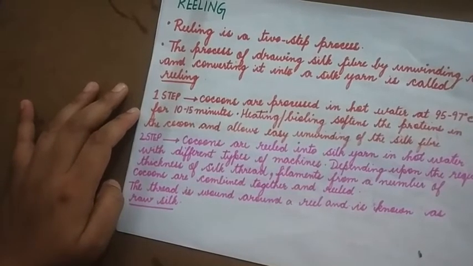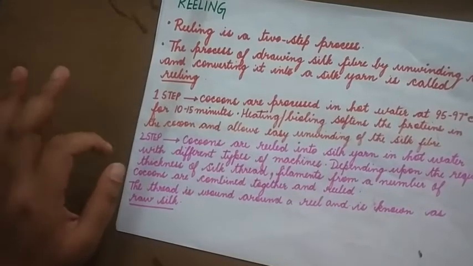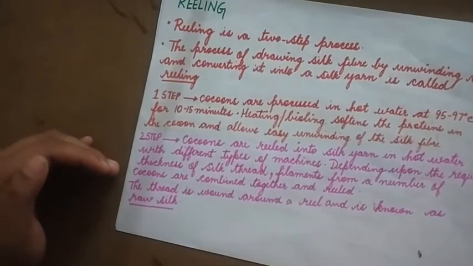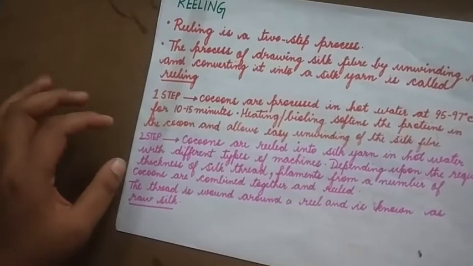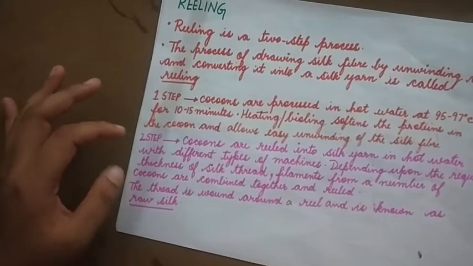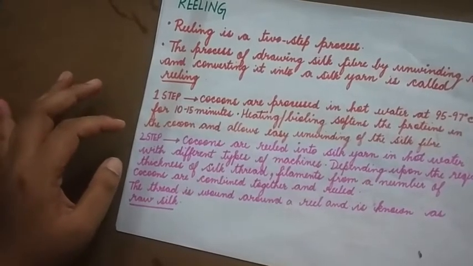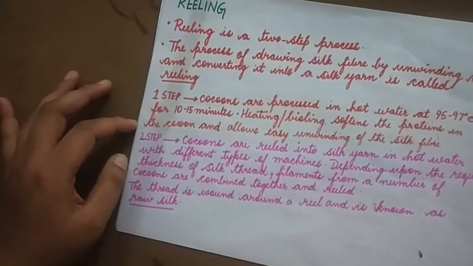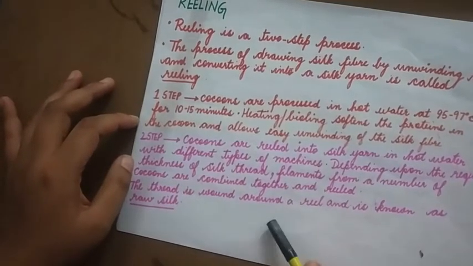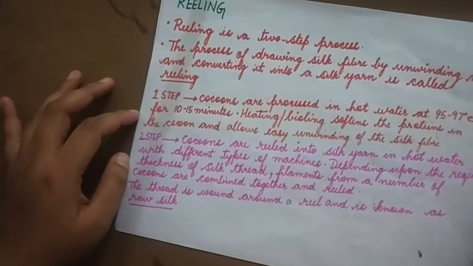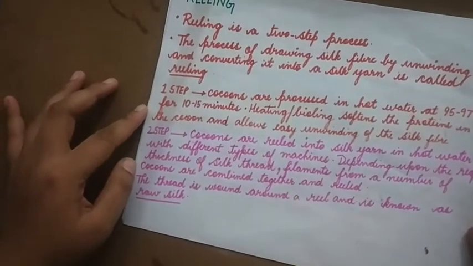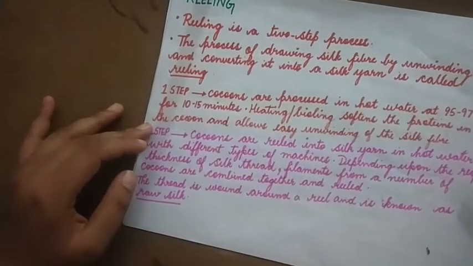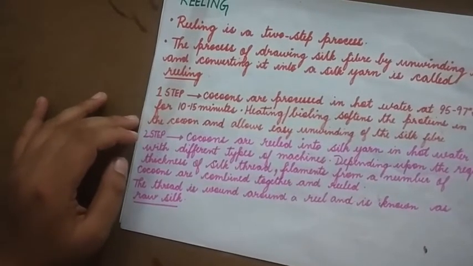So over here, depending upon the thickness, either 2 filaments can be wound together or 3, 4, depending upon the thickness of the silk thread. Filaments from a number of cocoons are combined together and then reeled. Then the thread is wound around a reel and is known as raw silk. So the thread that is wound over a reel is known as raw silk.